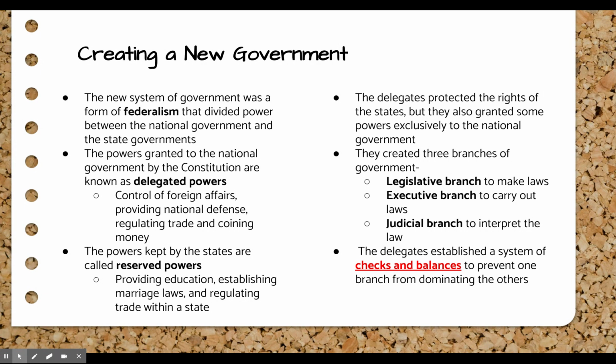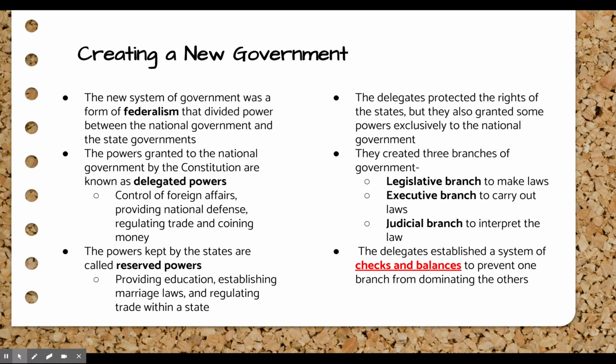The powers kept by the states are called reserved powers, powers such as providing education, establishing marriage laws, and regulating trade within a state. The delegates protected the rights of the states, but they also granted some powers exclusively to the national government.